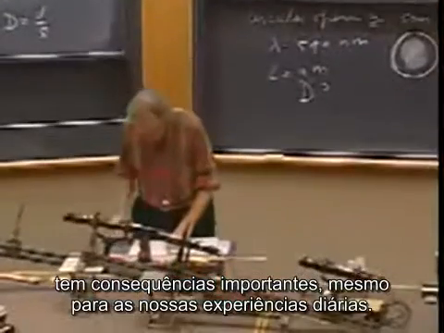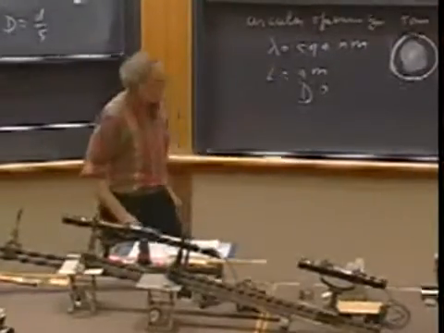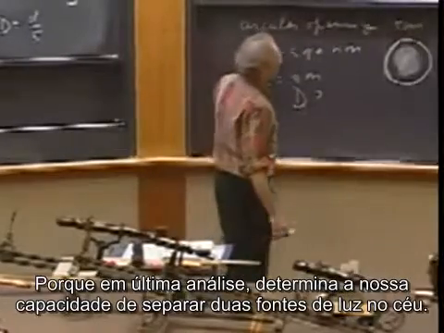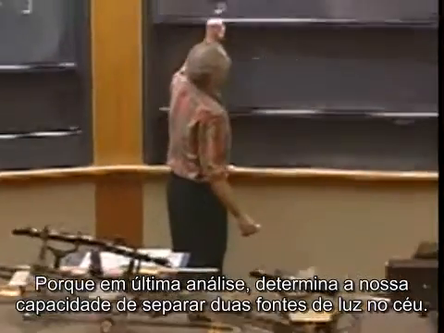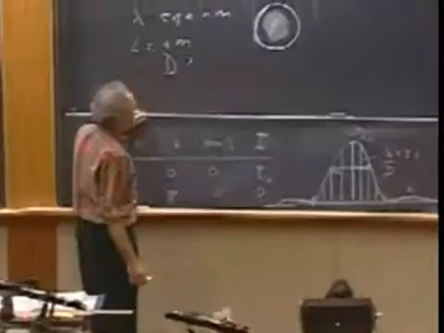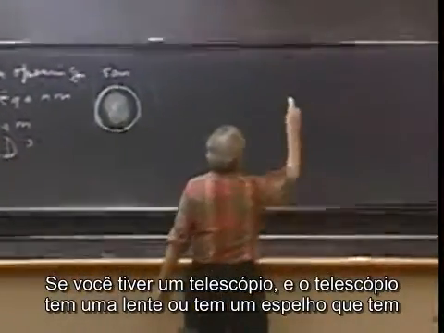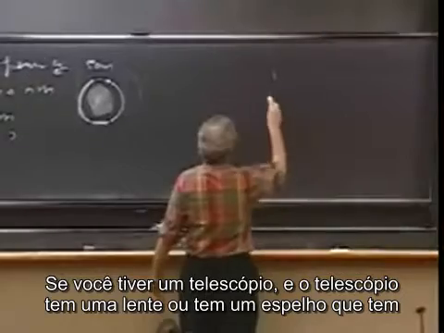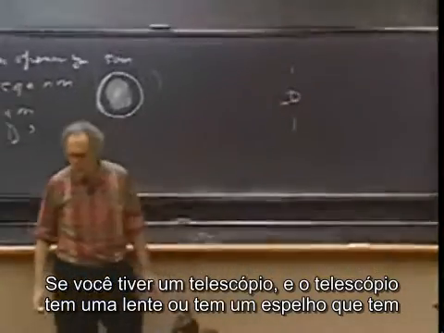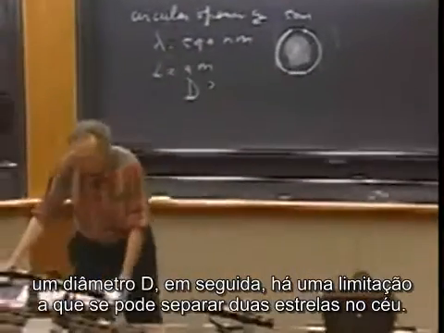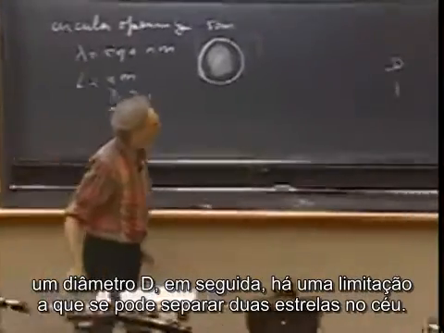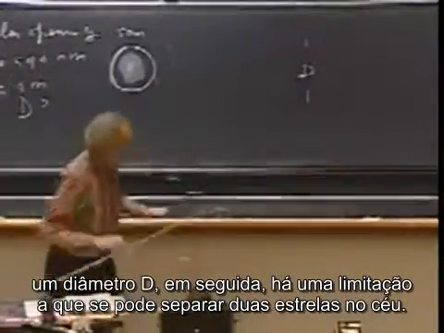Single-slit diffraction, or single-opening diffraction, has major consequences even for our daily experiences, because it ultimately determines our ability to separate 2 light sources in the sky. If you have a telescope, and the telescope has a lens, or a mirror which has a diameter d, then there is a limitation to which it can separate 2 stars in the sky.